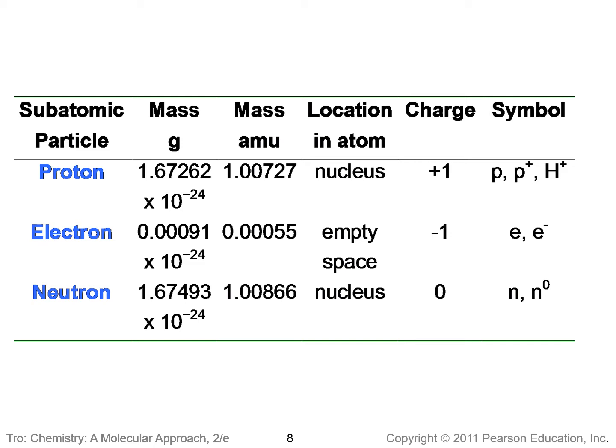Our protons and neutrons are found in the nucleus. The electrons are in the empty space around it, which is why when you see atoms, you typically see them drawn something like this. Our electrons are orbiting our nucleus, and we have positively charged protons and neutral neutrons.